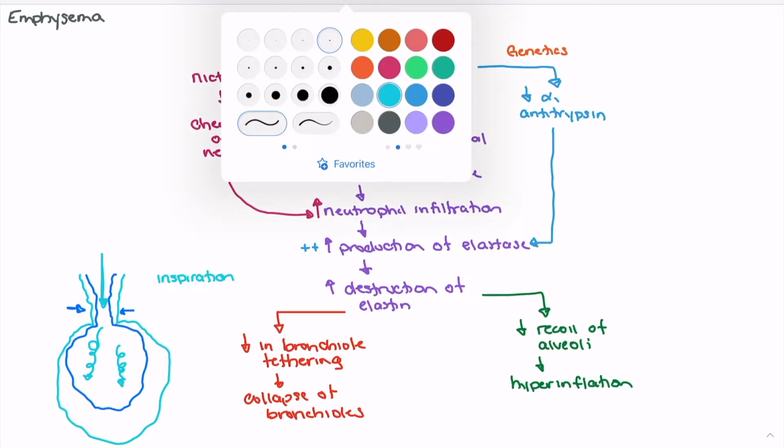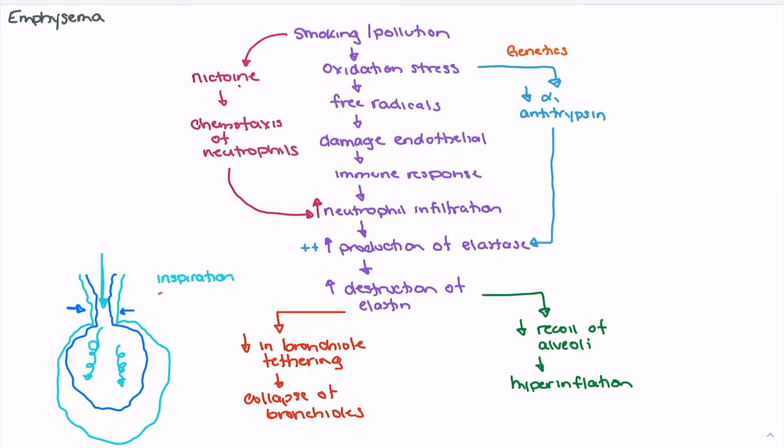Now, if I draw in orange here, what happens on expiration? What we're going to start to see is that when I expire, I see increased intrathoracic pressure. So think about as we expire, we have increased force on the lungs, or we're basically decreasing the thoracic space, which will increase pressure. And as I increase that pressure, if my bronchioles have lost tethering and their integrity, they're more prone to collapse. So on expiration, our bronchioles tend to collapse in on each other.